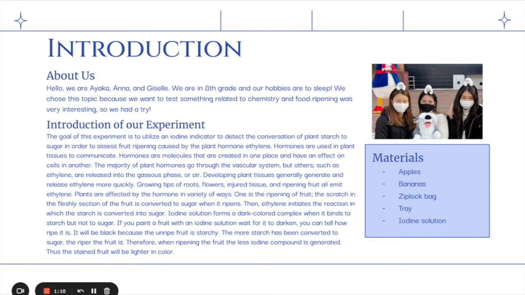The majority of the plant's hormones go through the vascular system, but others such as ethylene are released into the gaseous phase or air. Developing plant tissue generates and releases ethylene more quickly. Growing tips of roots, flowers, injured tissues, and ripening fruit all emit ethylene. Plants are affected by the hormones in a variety of ways. One is the ripening of fruit.